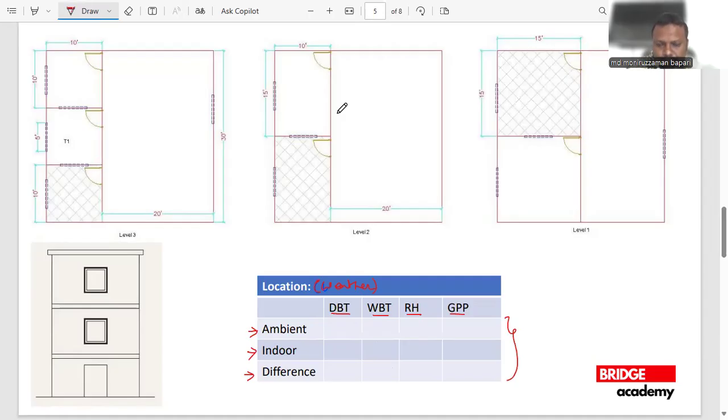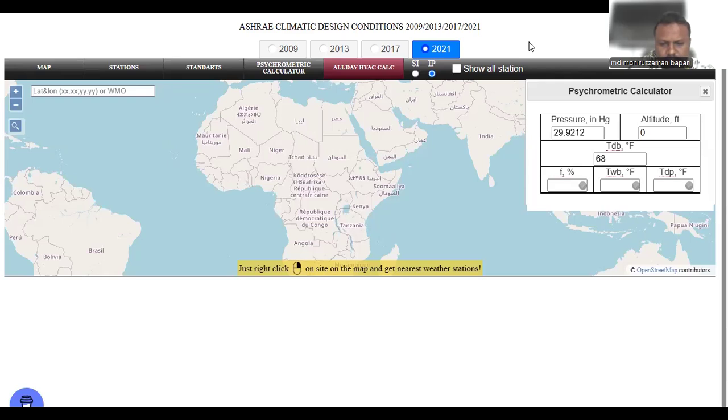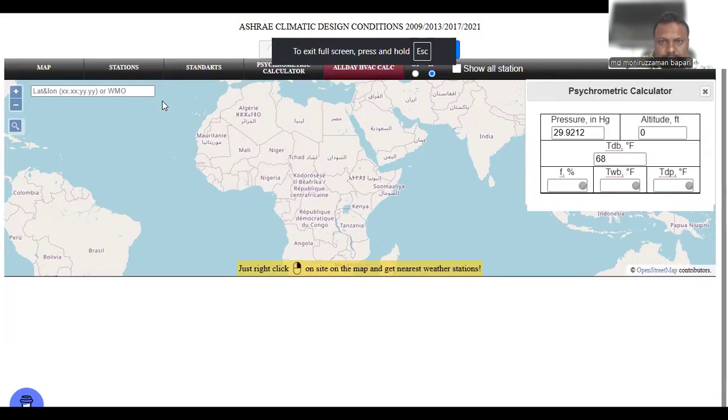So this one, if you go to this particular website, let me give you the URL first. The URL is ashrae-meteo.info/v2.0/. So now let me make it a full screen for you. Okay, here's your ASHRAE meteorological data.